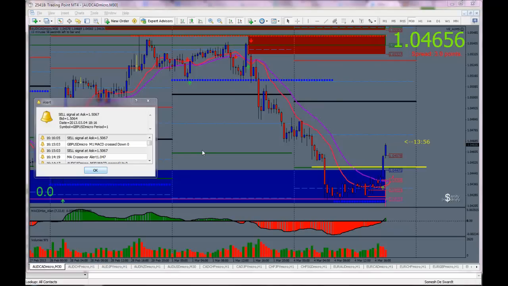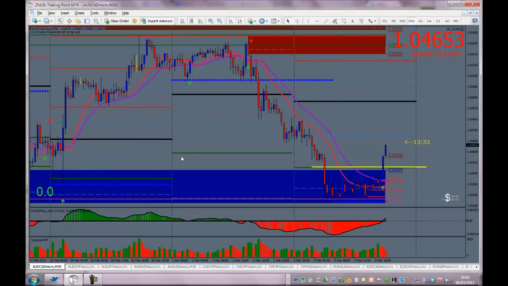Okay, so I'm just going to run through a little bit of analysis on some of these pairs on the 30-minute time frame, and we're looking at the Aussie CAD. Aussie CAD looking quite good for a long. Not much resistance up ahead, and a bit overextended, has broken out of the supply area, but still could be a good long at this point.